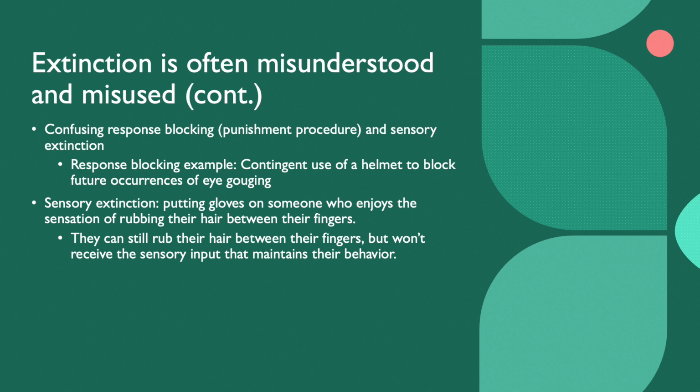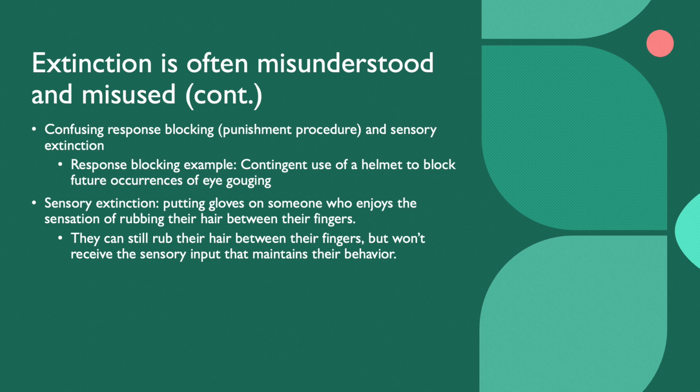And so we could implement a response blocking procedure where if the eye gouging were to occur, we apply a helmet to the individual. And so now they're no longer allowed to engage in that behavior. They cannot touch their eyes at all because the helmet is pretty much blocking their ability to engage in that behavior. That's an example of response blocking, where we're even blocking their ability to continue engaging in that behavior. And that consequence was applied contingent on an occurrence of the behavior.